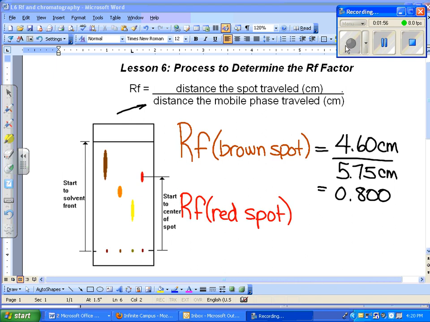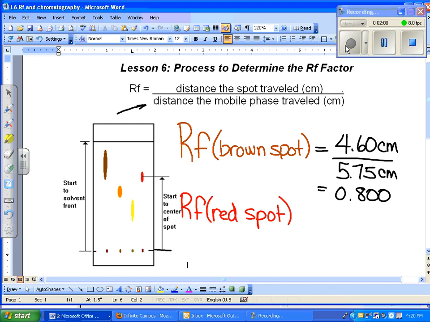The RF factor for the red spot, once again, you would start from your starting line. Okay, a common mistake is to start down at the bottom. Don't start down here. Start at the starting line where the spot was placed. So from where the spot was placed to the center of the spot, with my calculations, that was 3.90.